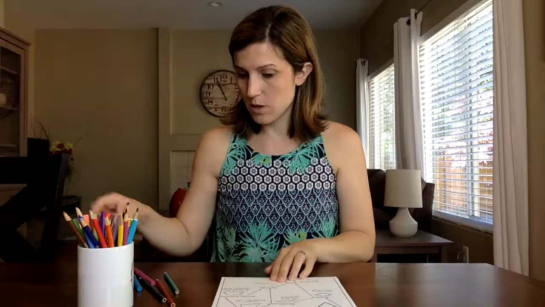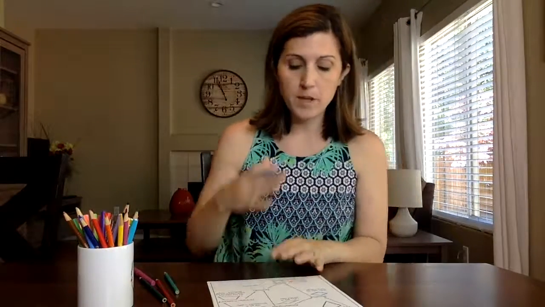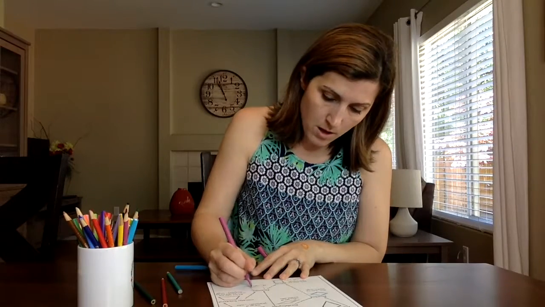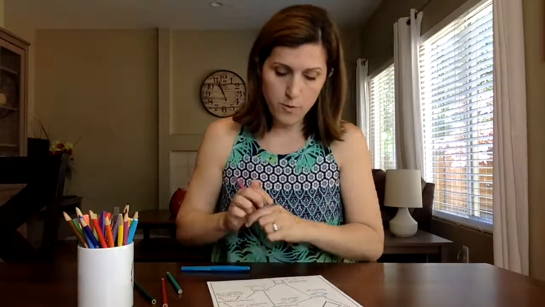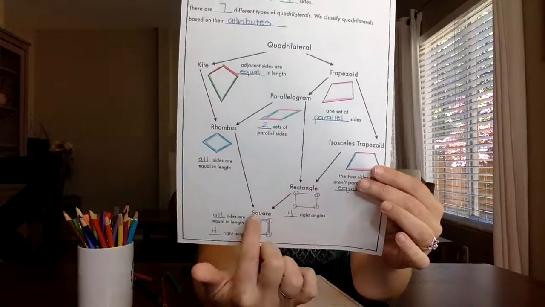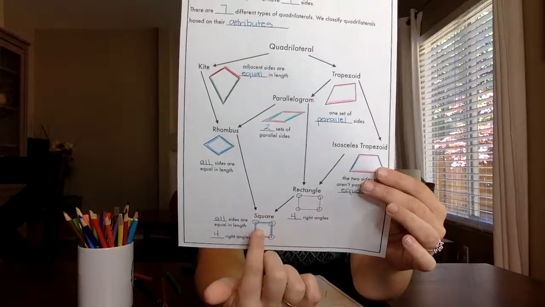Okay, now we're going to go down to rectangle. A rectangle is like a parallelogram because it has two sets of parallel sides. It's also like an isosceles trapezoid because it has one set of parallel sides and two sides that are the same length. So a rectangle has the parallel sides, but it also has 4 right angles. And we showed that by circling the 4 right angles. And you can see that a rectangle with all 4 sides the same length is called a square.